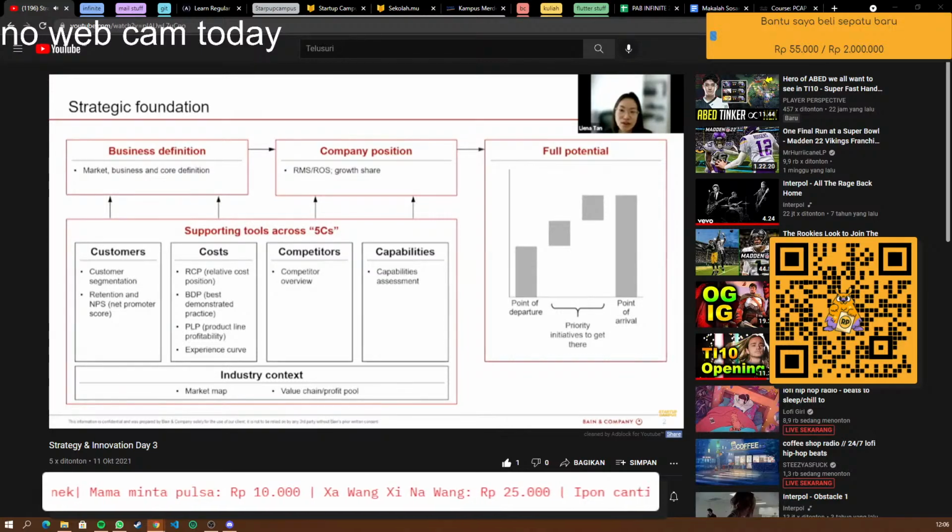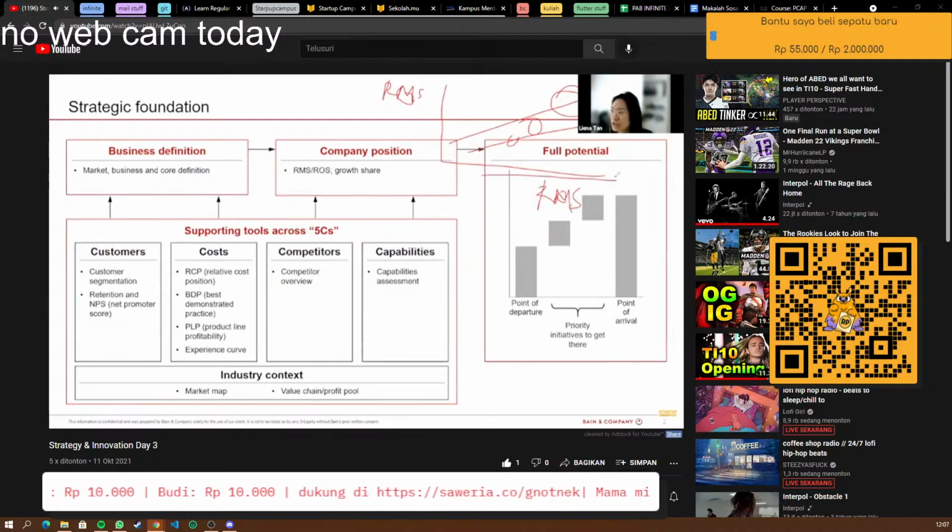Jadi kalau teman-teman ingat, it's the chart that has, if you can see my screen here, right? The bubbles, right? And this is RMS and this is ROS. Sorry, actually it's the other way, right? ROS and RMS. So as your market share increases, your return on sales or your profit should also increase.